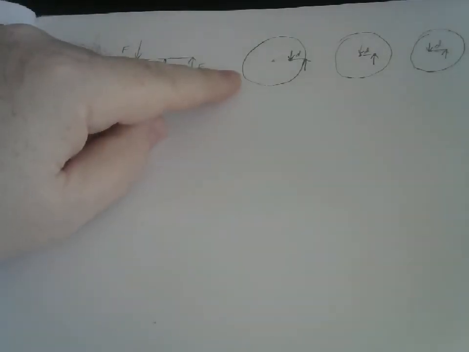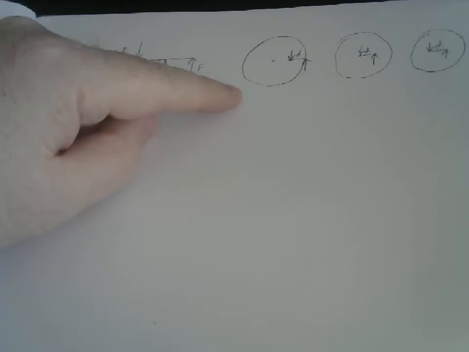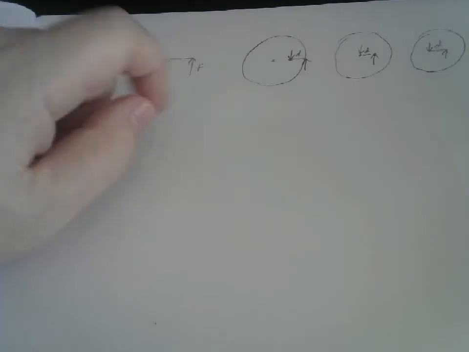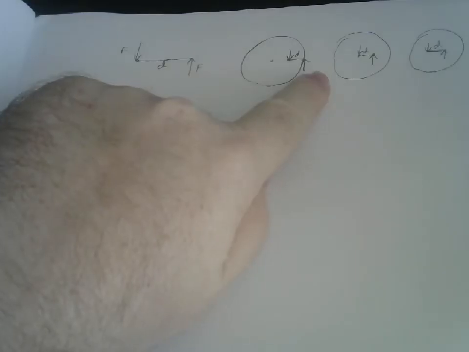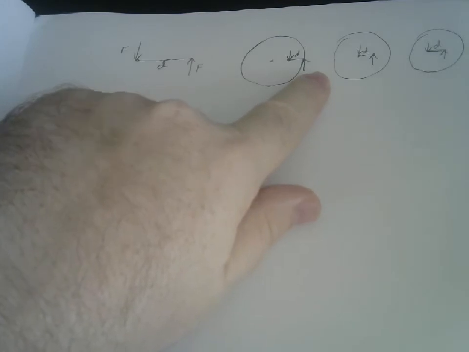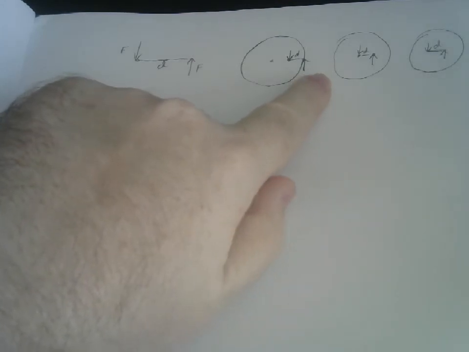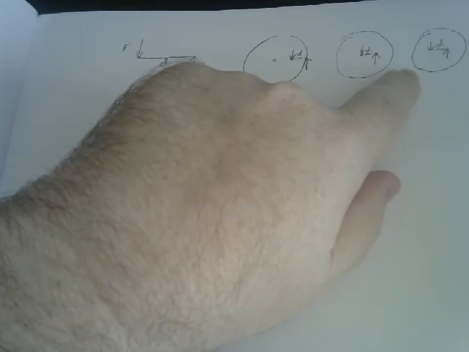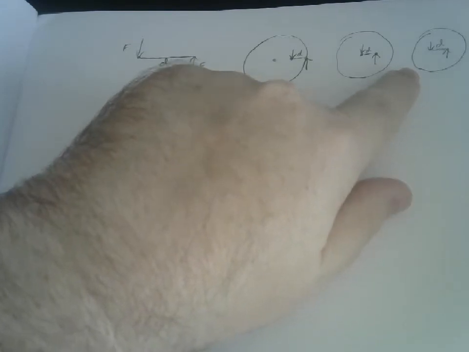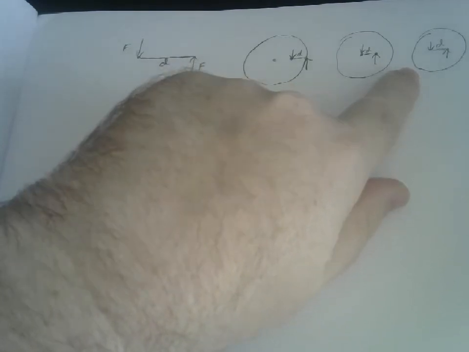A. One force on a line touching the circumference of the disk and the other on a line halfway to the center. B. One force on a line at a distance d from the center and the other on a line through the center of the disk. Or C, one force on a line at a distance d over 2 from the center of the disk and the other on a line at a distance d over 2 on the opposite side of the center of the disk.